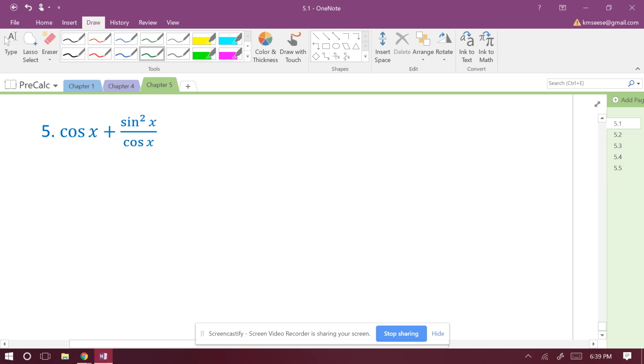Here, I need to find a common denominator. My common denominator is cosine of x. Well, to go from 1 to cosine squared of x, I multiply by cosine of x, which simplifying, cosine squared of x over cosine squared of x is 1. So I have 1 over cosine of x, which gives me secant of x.